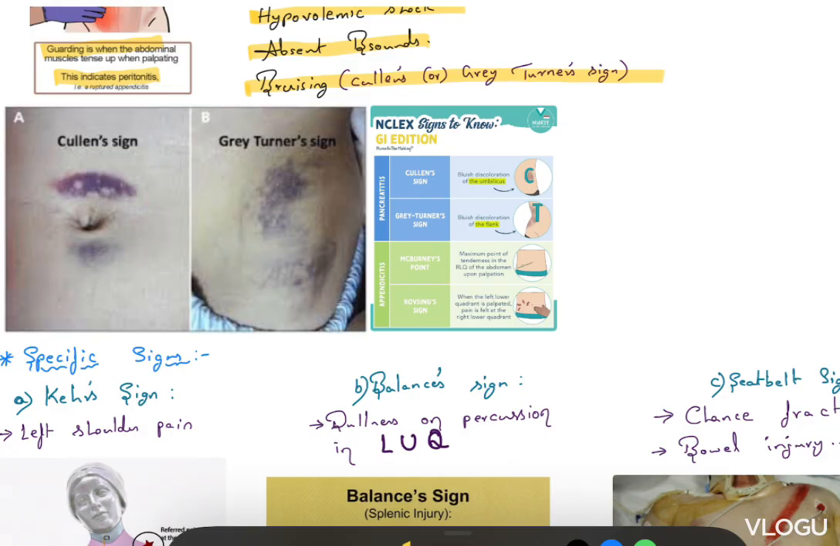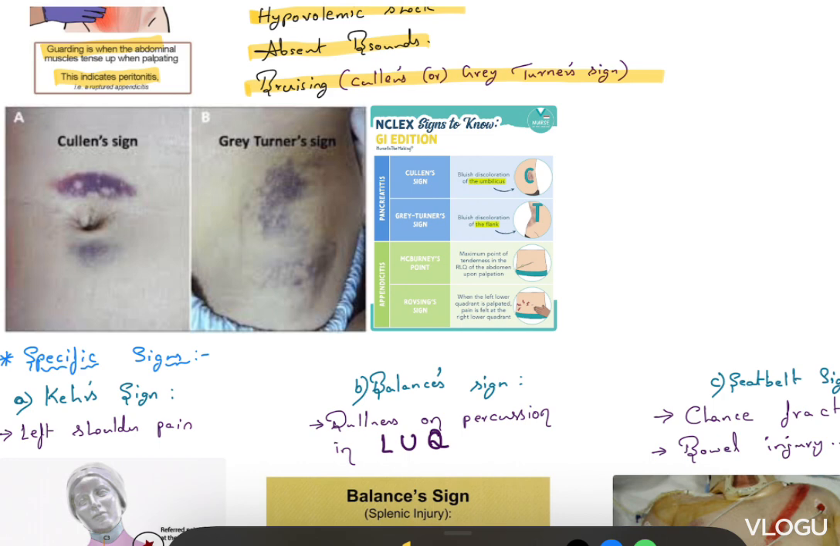So we can see some signs, that is the Cullen sign and the Gray Turner sign, and tachycardia, an earlier sign of the blood loss, and hypotension patient can get in late signs if patient has bleeding. If patient has abdominal tenderness, we have to suspect organ injury. Okay, then after, rigidity indicates intra-abdominal pathology.